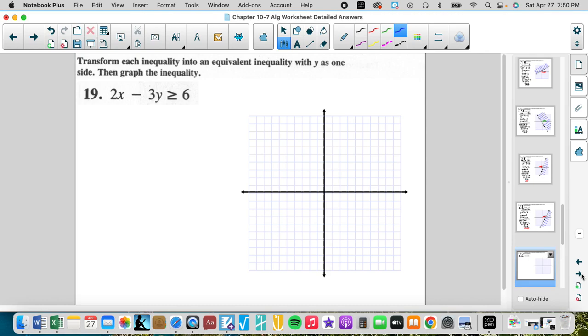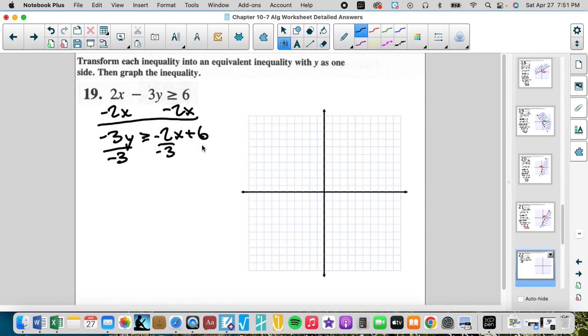All right, a couple more here. Solving for y, minus 2x, minus 2x. This is good practice for isolating variables when you have multiple variables in that equation. Divide by -3, divide by -3, divide by -3. Y is less than or equal to 2/3 x minus 2. That has a slope of 2/3 and a y-intercept of -2.